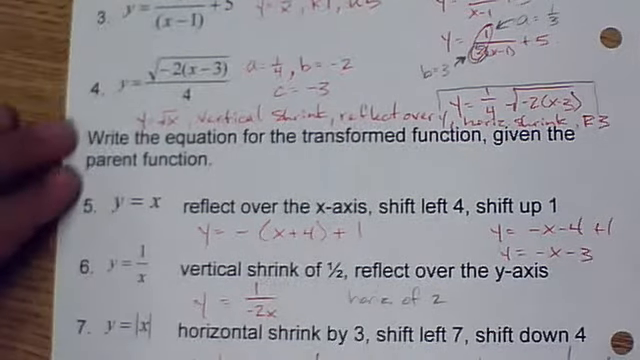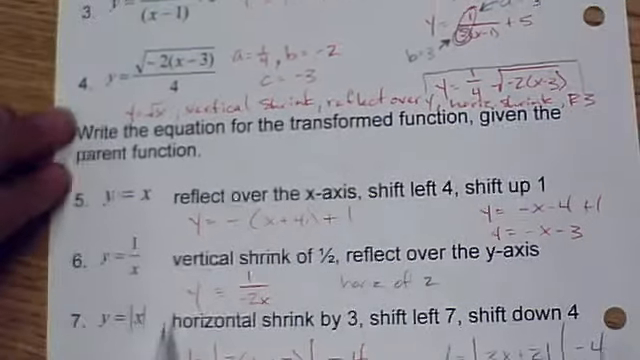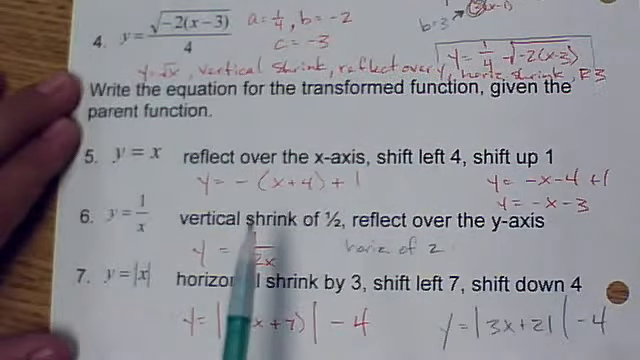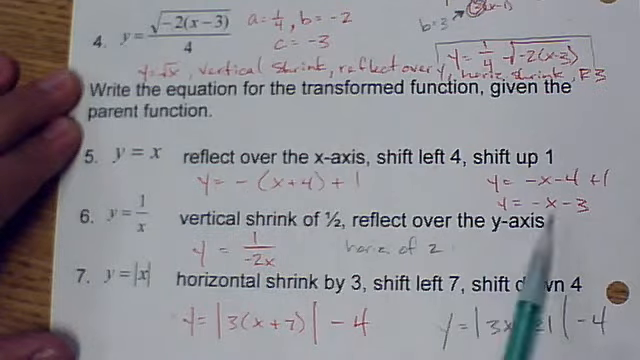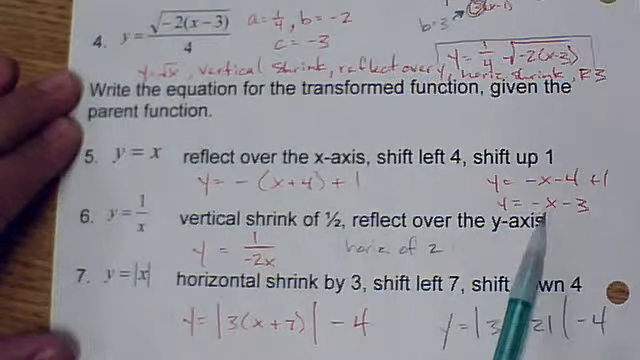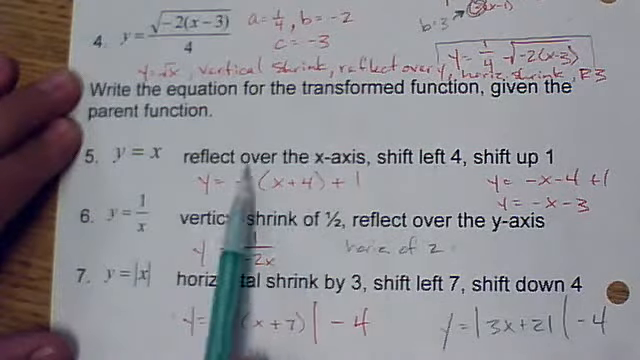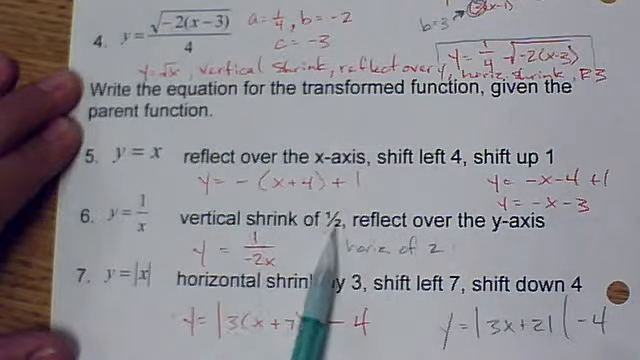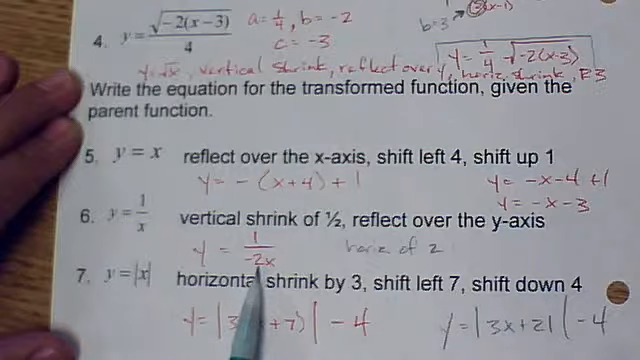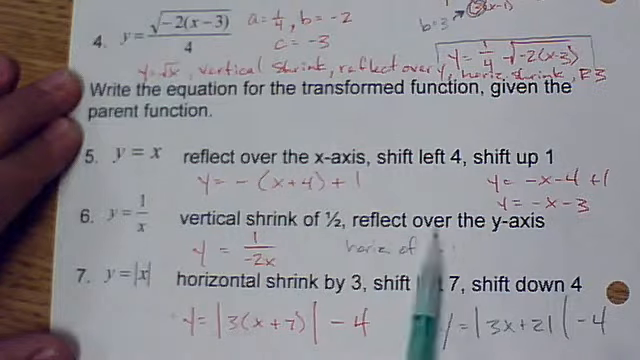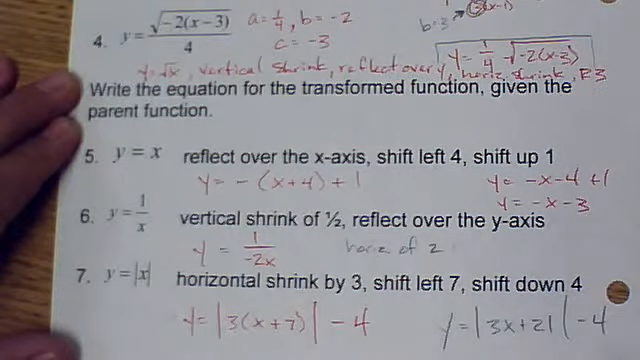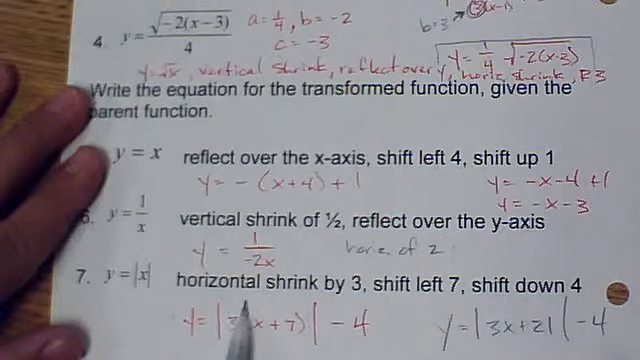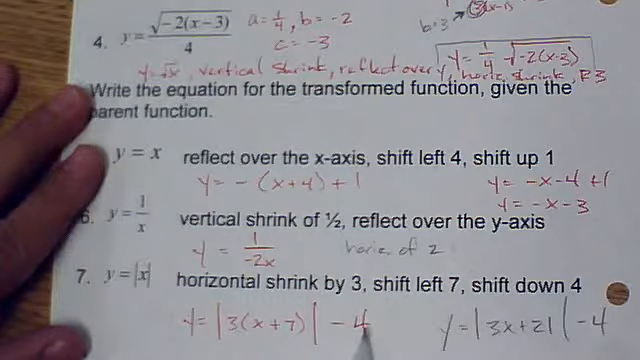And then lastly, 5, 6, and 7 here. There's your equation for the y. You could take it a step further and just say negative x minus 3, but there's really no need for that. Just keep it like this. A vertical shrink of 1/2 would put the 2 on the bottom there with the reflection over the y-axis. A horizontal shrink by 3 puts it on the inside, left 7, down 4, or it can be written like this.